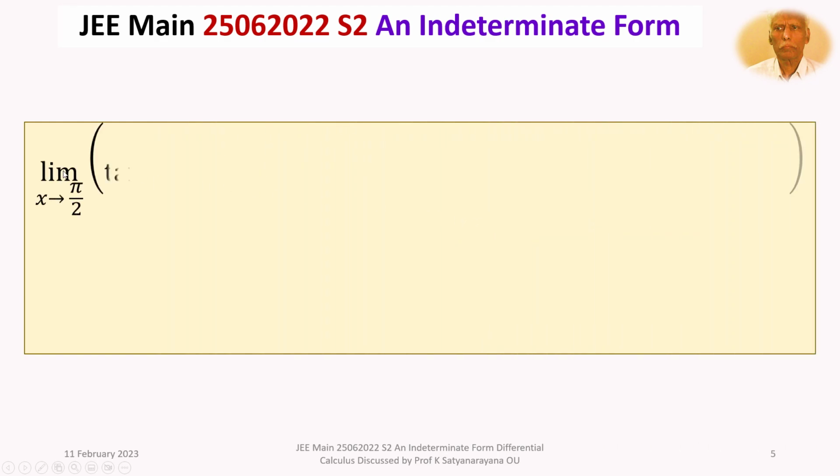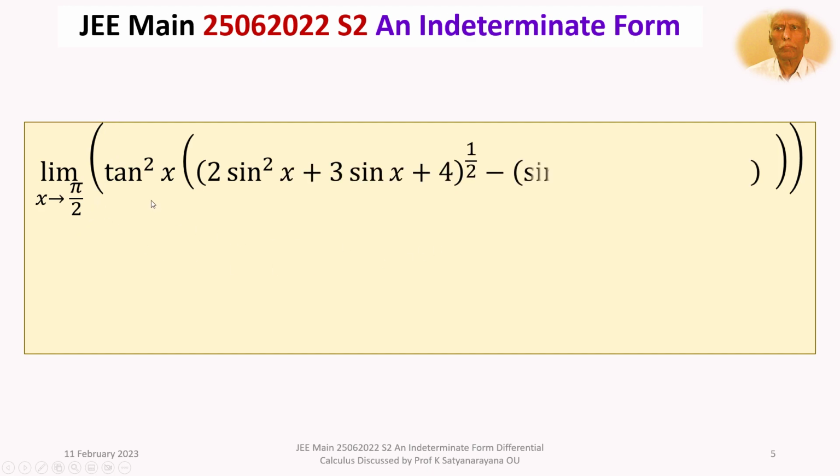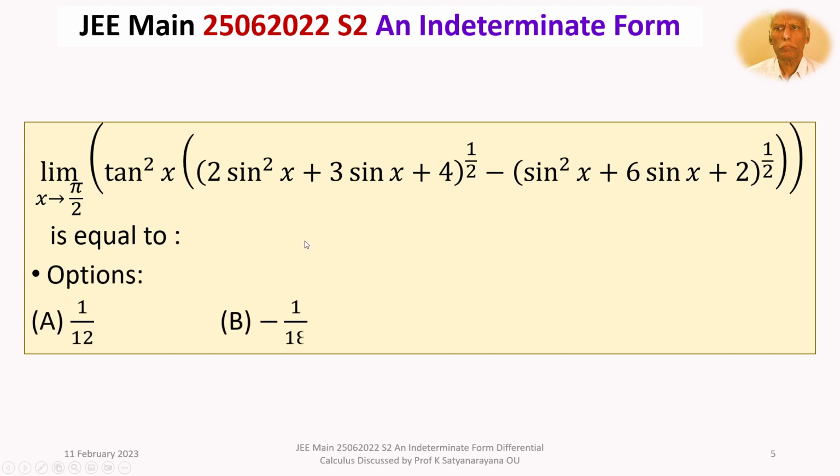The given question is: limit x tends to pi by 2 of [tan square x times ((2 sin square x plus 3 sin x plus 4) whole to the power of 1 by 2 minus (sin square x plus 6 sin x plus 2) whole to the power of 1 by 2)] is equal to. We are given four options. Option A 1 by 12, option B minus 1 by 18, option C minus 1 by 12, option D 1 by 6.